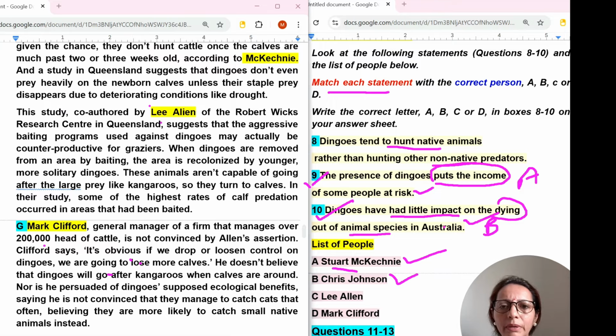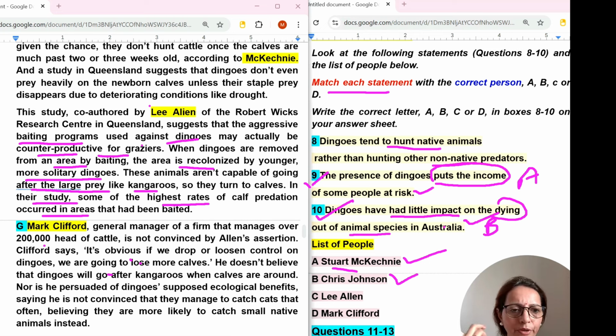This study, co-authored by Lee Alien of the Robert Wicks Research Center, suggests that aggressive baiting programs used against dingoes may actually be counterproductive for graziers. When dingoes are removed from an area by baiting, the area is recolonized by younger, more solitary dingoes. These animals aren't capable of going after large prey like kangaroos, so they turn to calves. In their study, some of the highest rates of calf predation occurred in areas that have been baited.